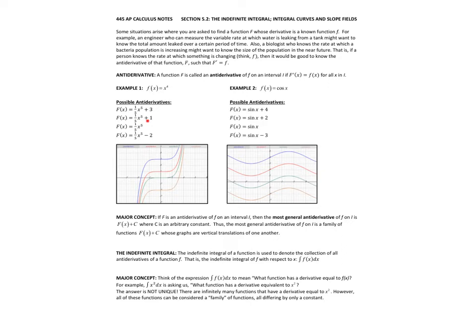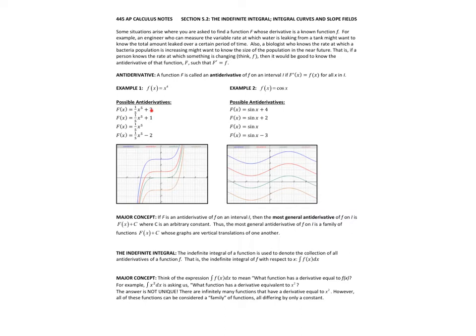However, the second example also has a derivative of x to the fourth, because anytime you take the derivative of a constant, it just goes to 0, so it doesn't show up in the derivative. So what we have is virtually infinitely many possible antiderivatives for x to the fourth. However, the thing that's going to be common about them is they're all going to differ by just a constant.